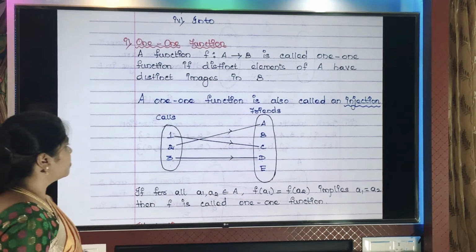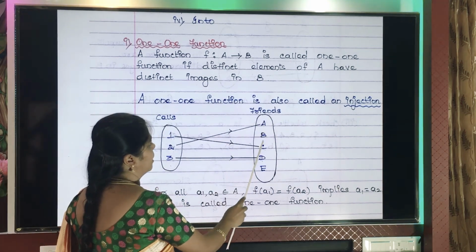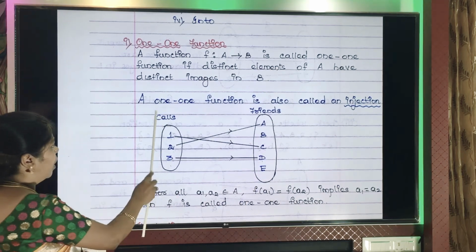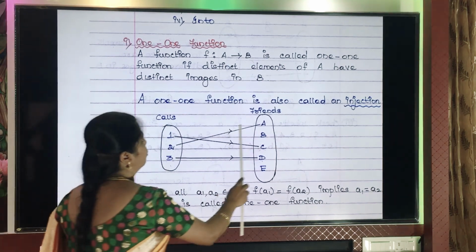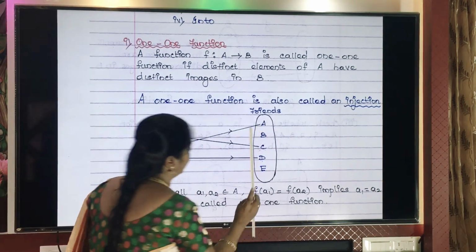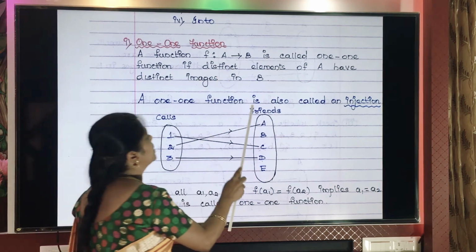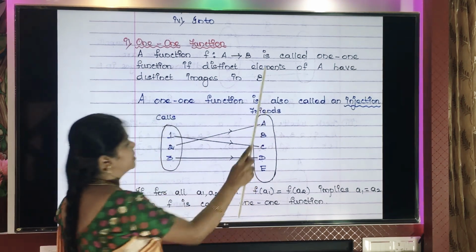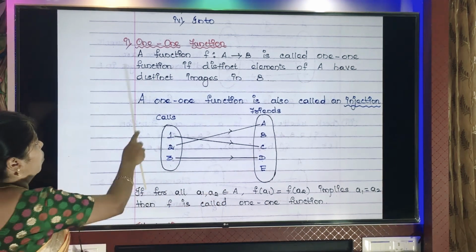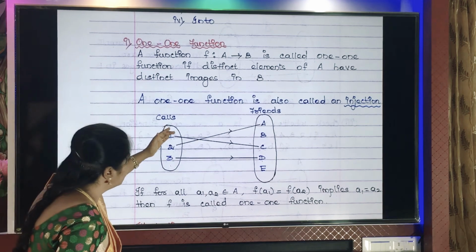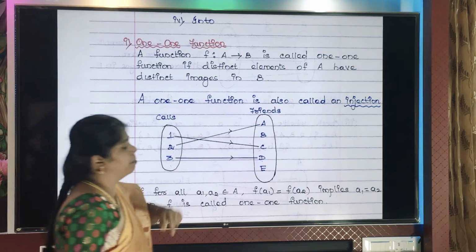Now see here. These are the calls: call number 1, call number 2, call number 3. And these are the friends A, B, C, D, E. Call number 1 goes to friend C. Call number 2 goes to friend A. Call number 3 goes to friend D. So each call has a distinct image in the second set. So, one to one. This is what is called a one-to-one function. Distinct elements of A have distinct images in B.